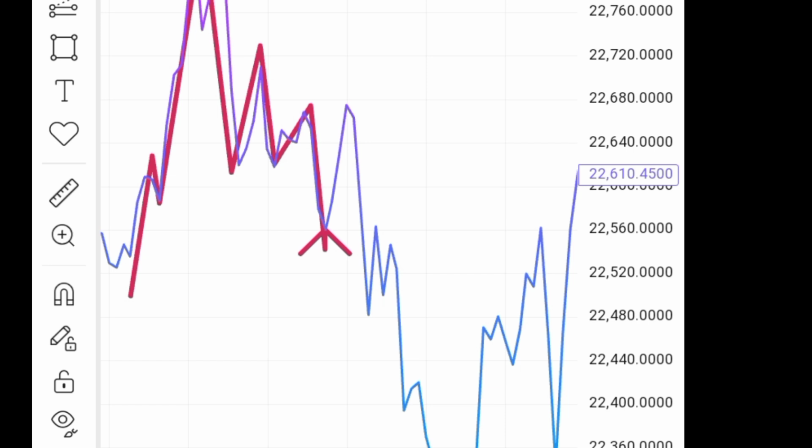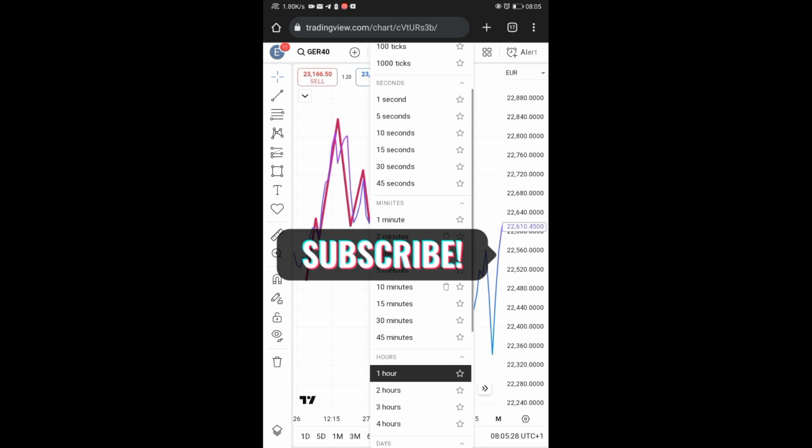So now that our H1 is bearish, let us get to our M15 together.